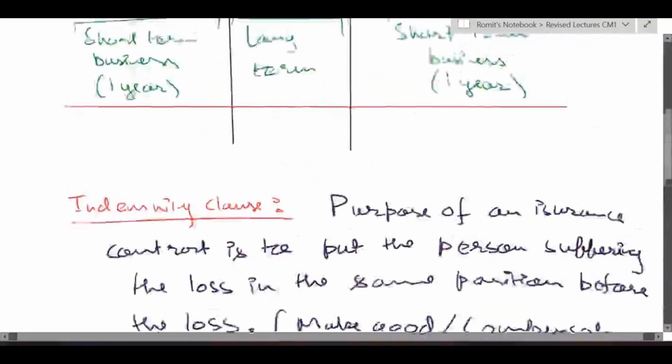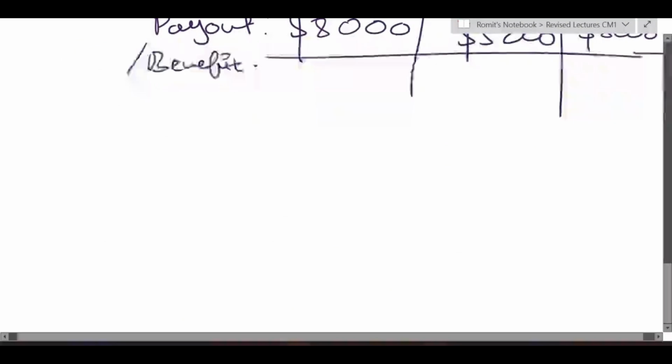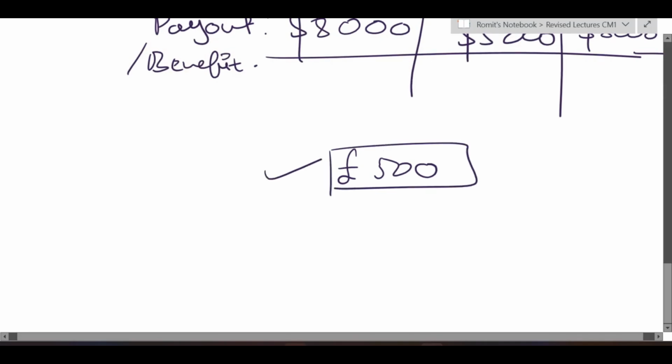You can also take the example of a health insurance contract. For example, you fall ill and you are admitted to a hospital where the expense turns out to be, let's say, 500 pounds. So the insurance company will pay your medical bill of 500 pounds. Okay.